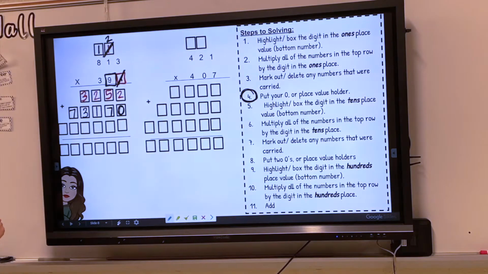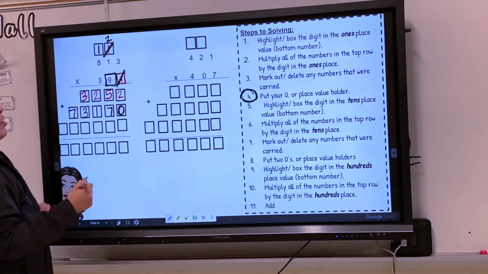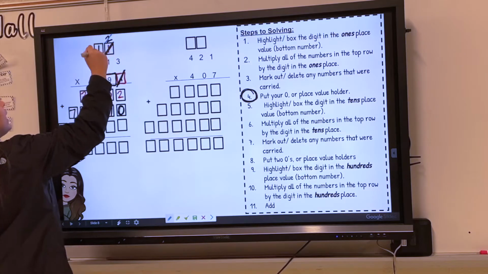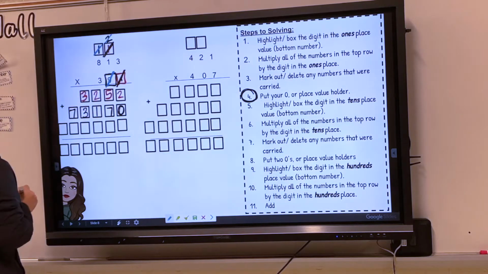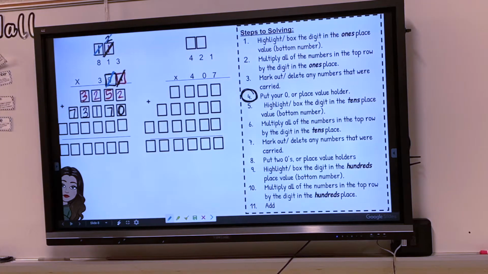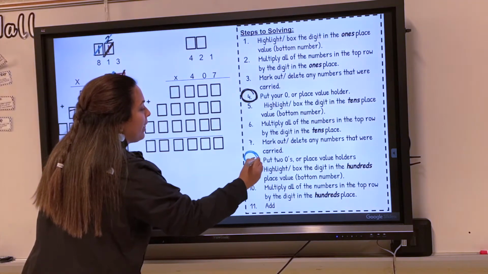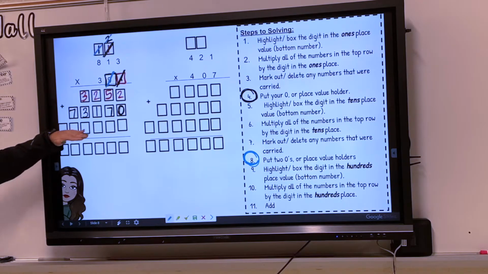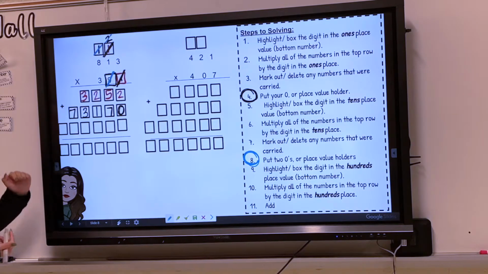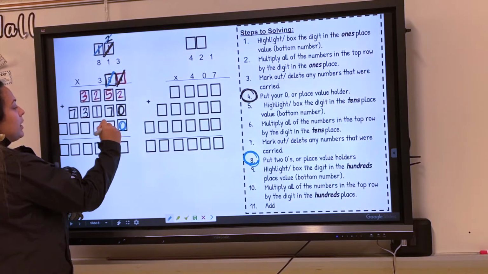All right, now I'm on step number 7. I'm going to mark out the numbers I no longer need. I don't need this 2, and I don't need this 1, and I don't need this 9. Now, remember, step number 8 is extremely important as well. It's as important as number 4. Before I can move on and multiply by that 3 in the hundreds place, I need to add 2 zeros to this third row before I can multiply. So I have 0 number 1 and 0 number 2.